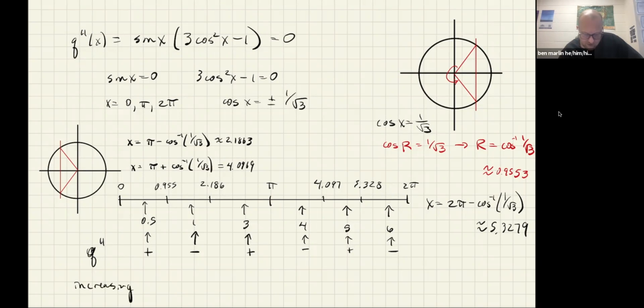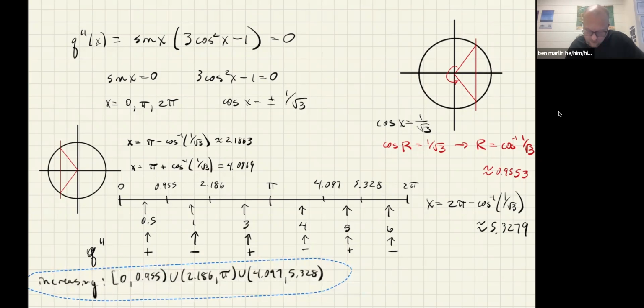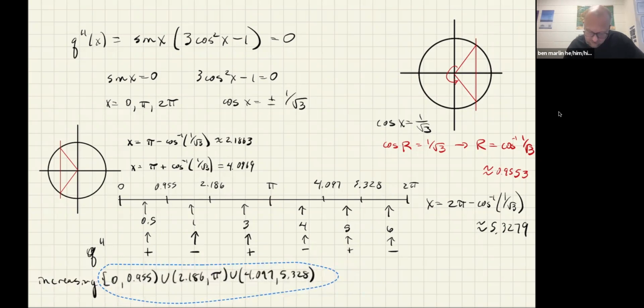So for the increasing ones, we want to talk about just where it's positive. And so we will start at 0 and go up to the 0.955. And then we will start again at the 2.186 and go up to pi. And then we will start again at the 4.097 and go up to the 5.328. And then the rest of it is negative. So I'm going to take and push that off to the side here as much as I can so I have the room to write the other piece.